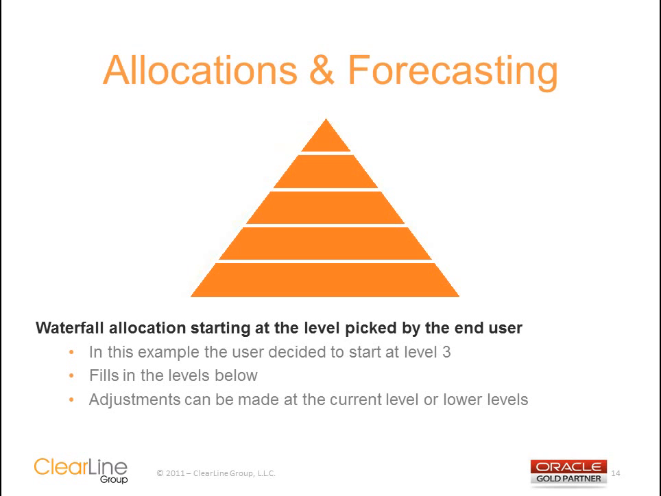This is an example of a middle-out forecast where the user decided to start at level 3. It uses a waterfall allocation starting at that level and then fills in all the levels beneath it. The user can make adjustments to data at the current level that they're allocating from or at any of the lower levels.